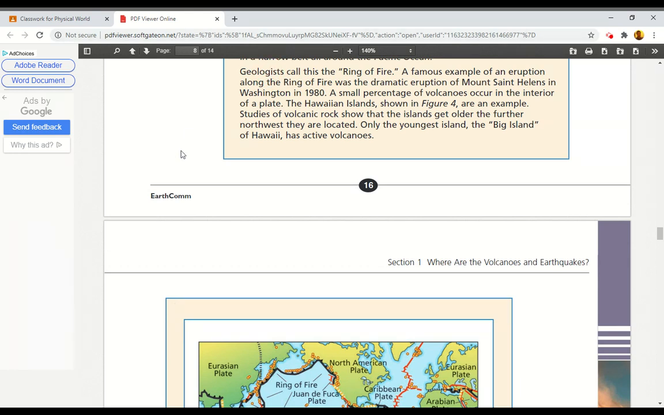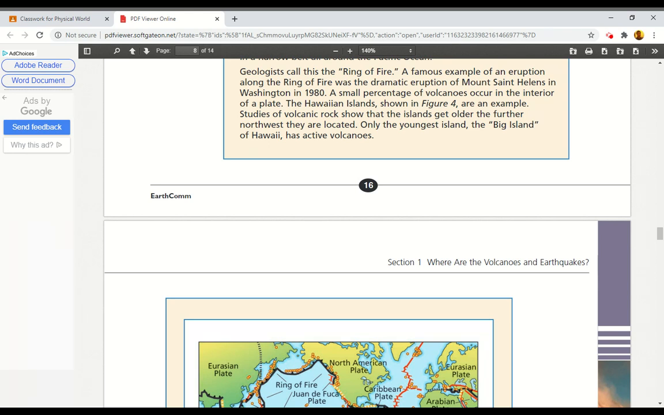Geologists call this the Ring of Fire. A famous example of an eruption along the Ring of Fire was the dramatic eruption of Mount St. Helens in Washington in 1980. A small percentage of volcanoes occur in the interior of a plate. The Hawaiian Islands, shown in Figure 4, are an example.